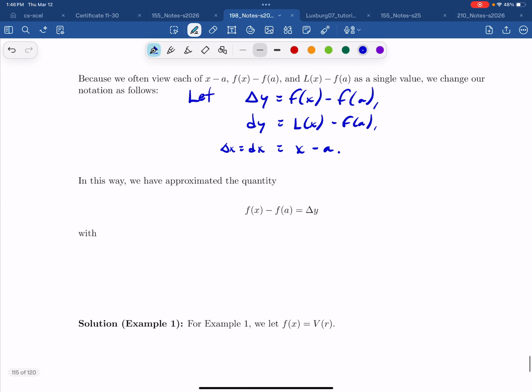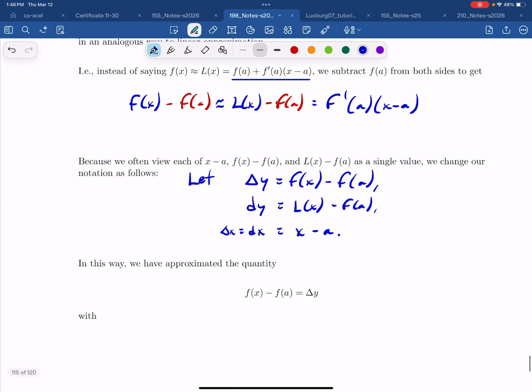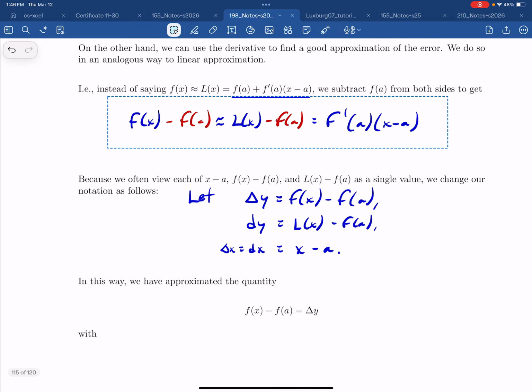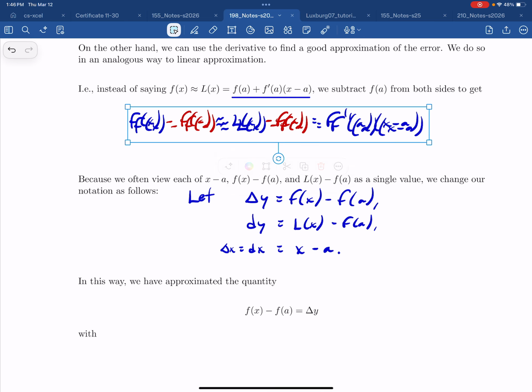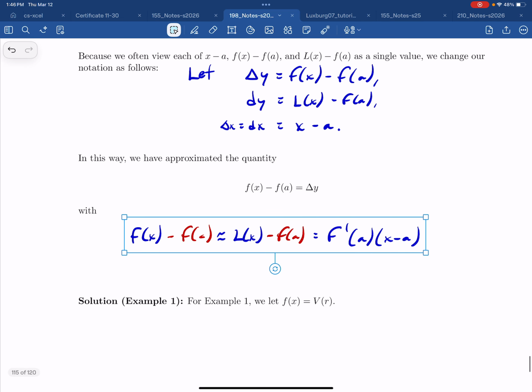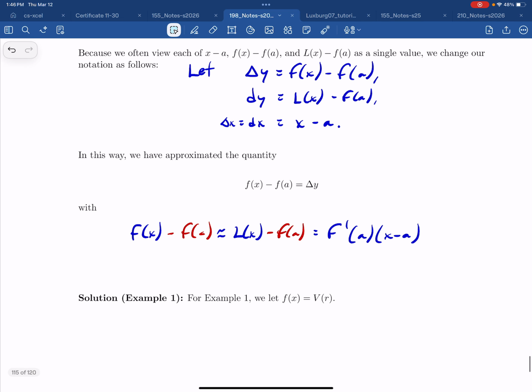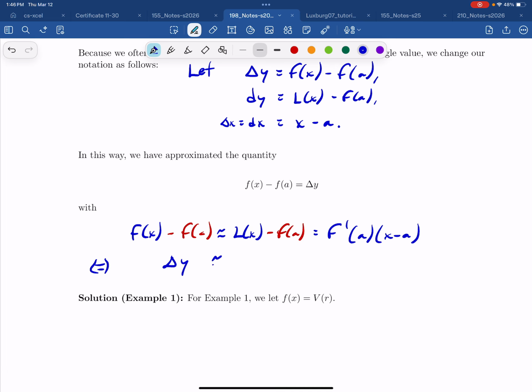Okay? So on the one hand we have this, but this is analogous to saying, if we use our better notation here, we're approximating delta y with dy, and f prime of a times delta x, or f prime of a dx.